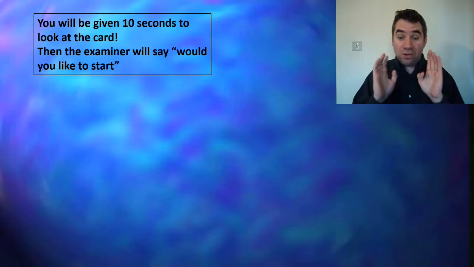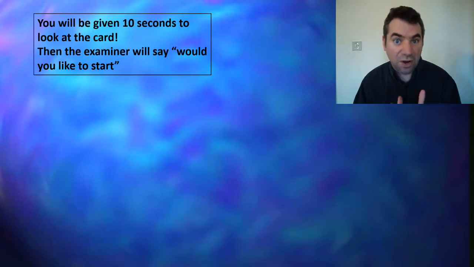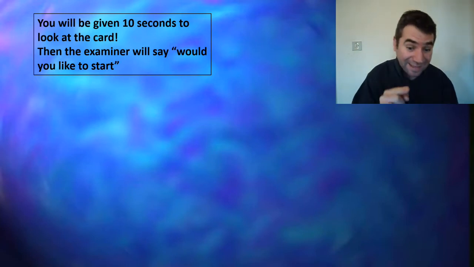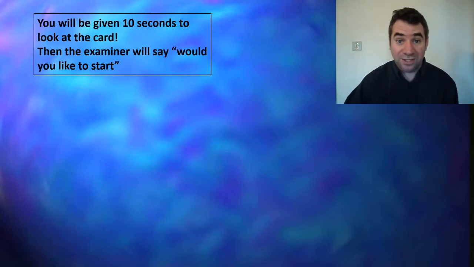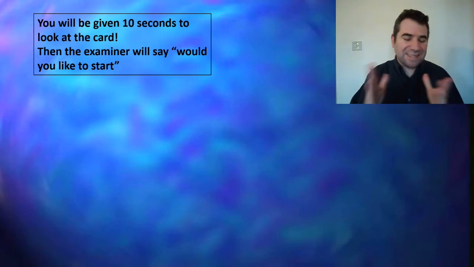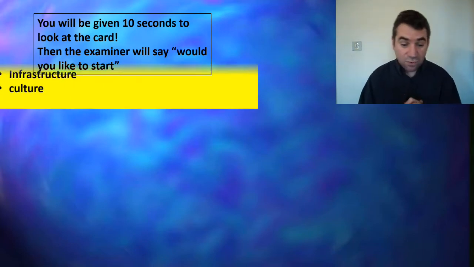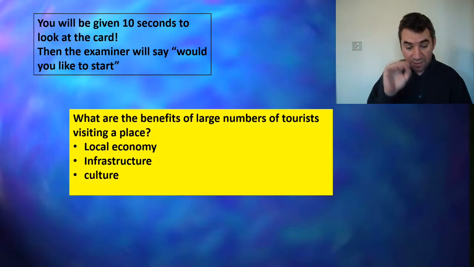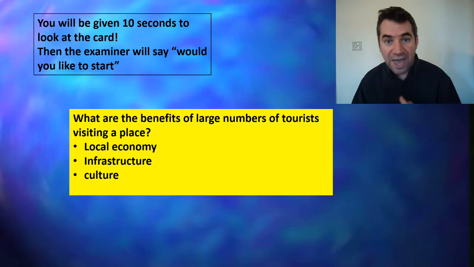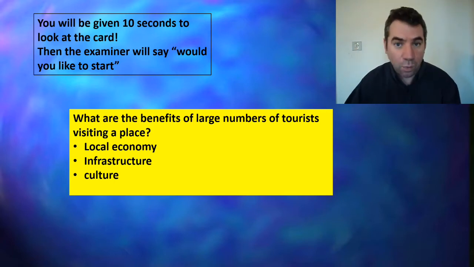You've got time to read the question and the prompts. You can use the prompts if you wish, you don't have to, but that's it. And then the examiner is going to say, would you like to start? And most candidates are like, not really, I don't want to, but I've got to. So, let's say this is the kind of card you're going to be getting. What are the benefits of large numbers of tourists visiting the place? Local economy, the infrastructure and the culture? Okay. These are the things I can speak about if I wish.